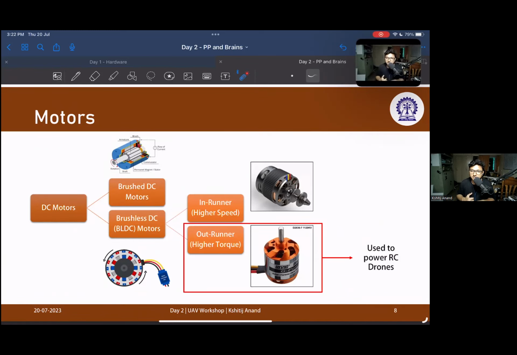Inrunner BLDC motors run at higher speed, but they have lower torque. And outrunner BLDC motors have higher torque, but they run at lower speeds. So yeah, that's the thing.